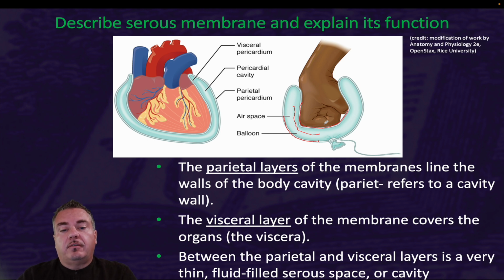Similarly, in the serous membrane, we have parietal layers of the membrane, which are going to face the walls of the body cavity. Parietal refers to a cavity wall. The visceral layer of the membrane covers the organs or the viscera. And then between the parietal and visceral, there is a very thin, fluid-filled serous space, like in here, which is analogous to this air-filled space in this balloon.